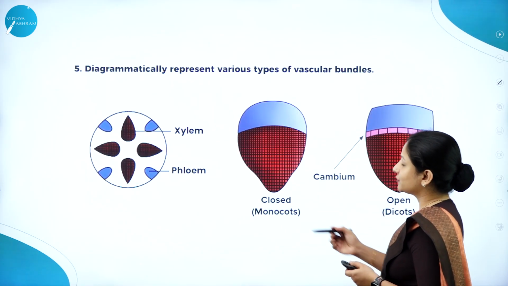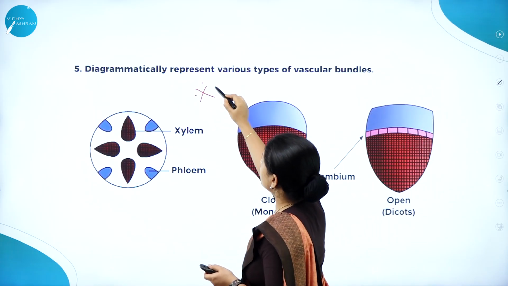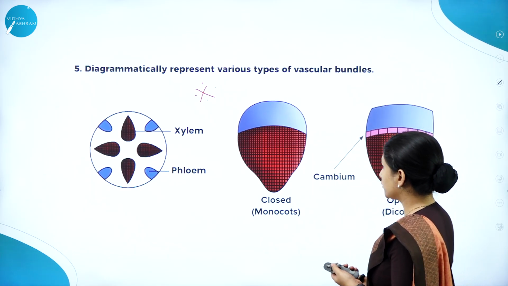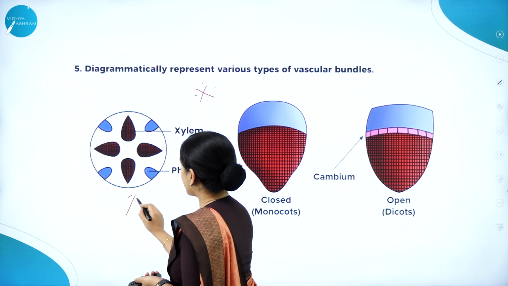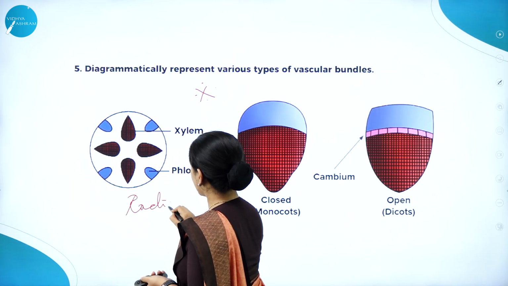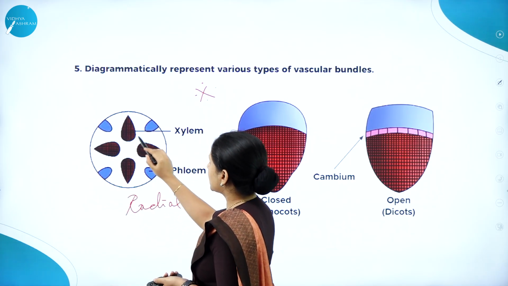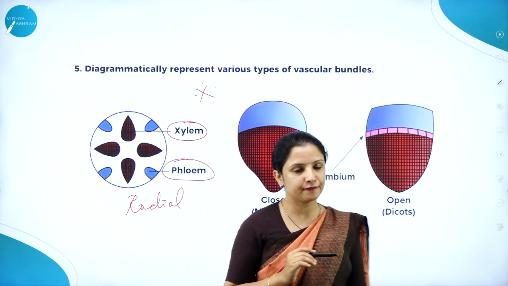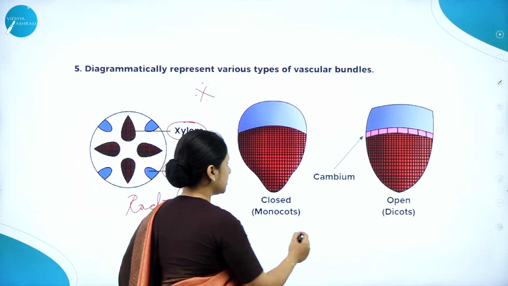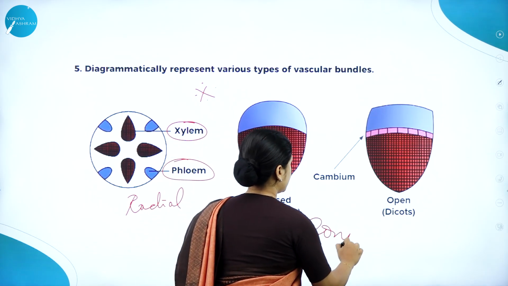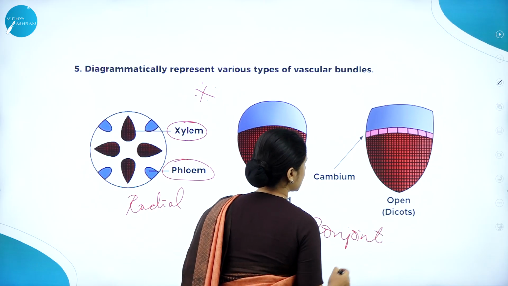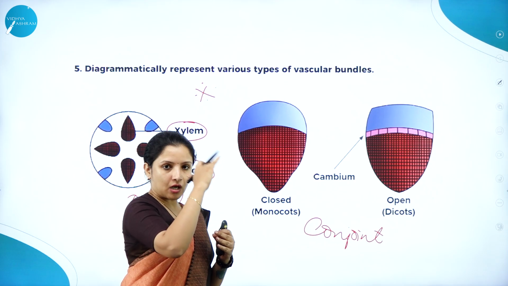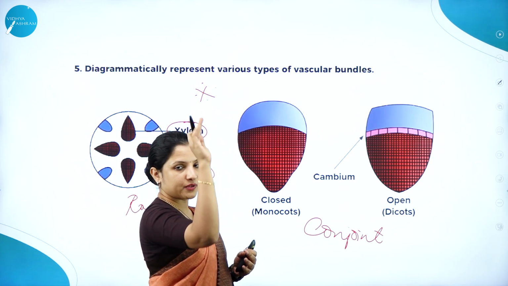Next question. This is also a very, very important question. Diagrammatically represent various types of vascular bundles. You have to draw the radial vascular bundle, wherein there are patches of xylem alternating with patches of phloem. Next, you have to draw the conjoint vascular bundle. Conjoint means the xylem and phloem are joined together, wherein below there is xylem and on top it is phloem.